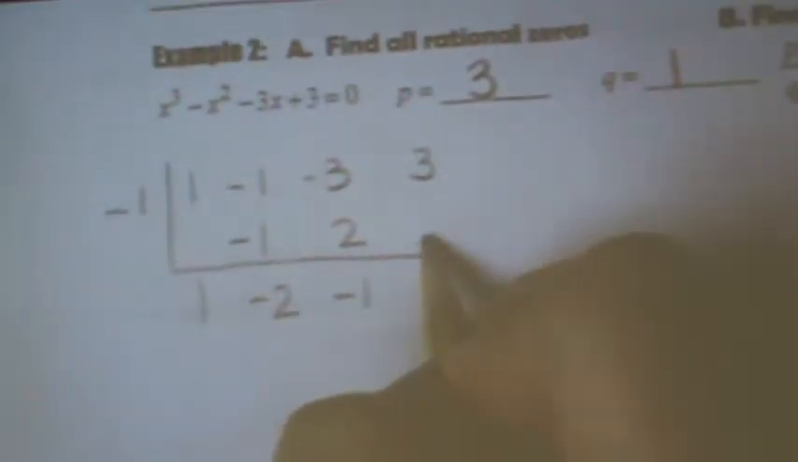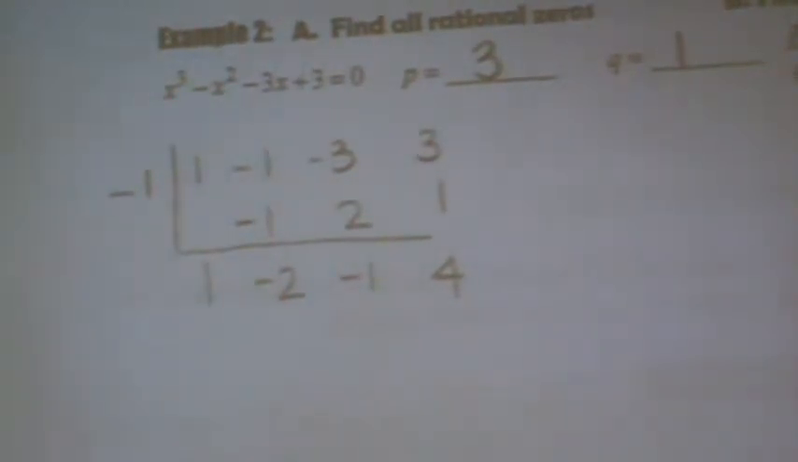Does this work? Nope. Want to try 1? Sure. Bring down the 1, multiply, add, multiply, add, multiply, bingo. We got our first zero. It's 1. Now what do you have left here? So x minus 1 is one of your factors. And you have x squared minus 3.